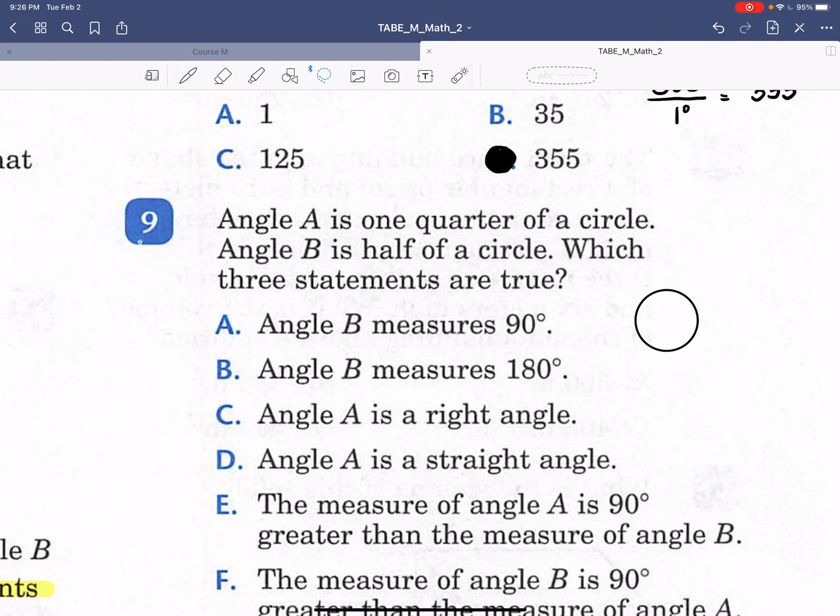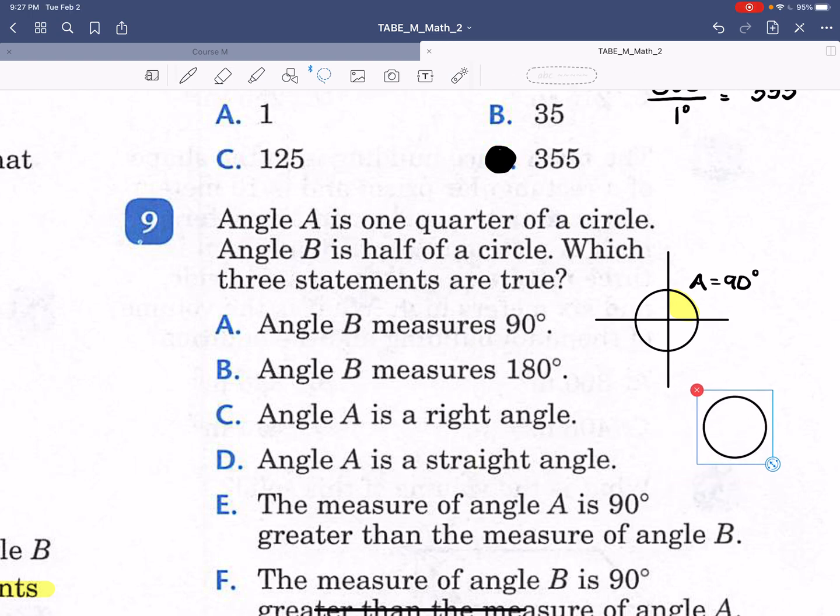Okay, so I'm going to take this circle and I'm going to cut it into 4 equal parts. And we're looking at 1/4 of that circle. Angle A is 1/4, which is 90 degrees of that circle.